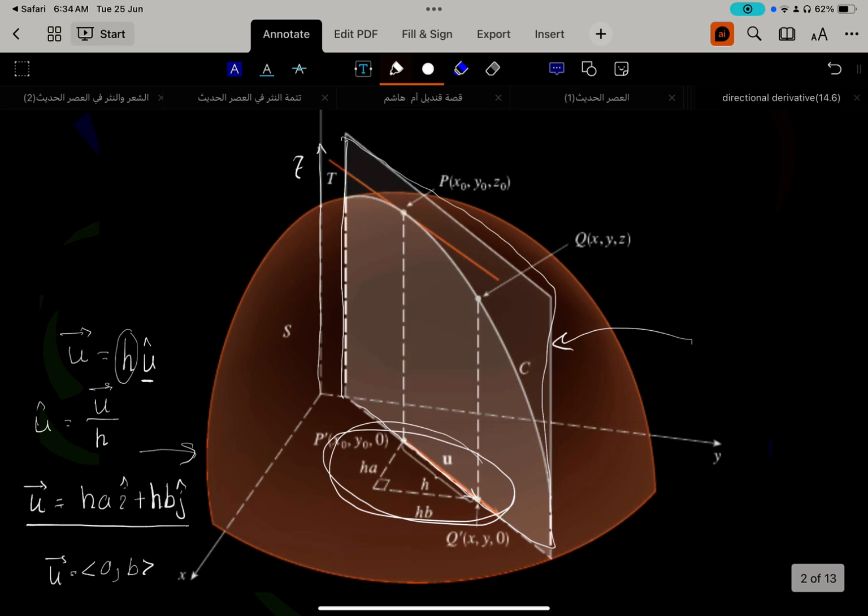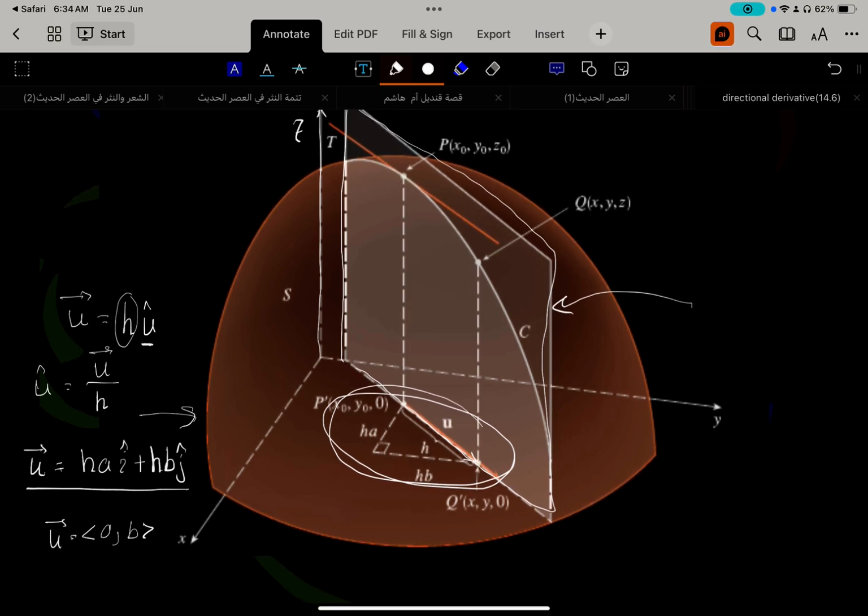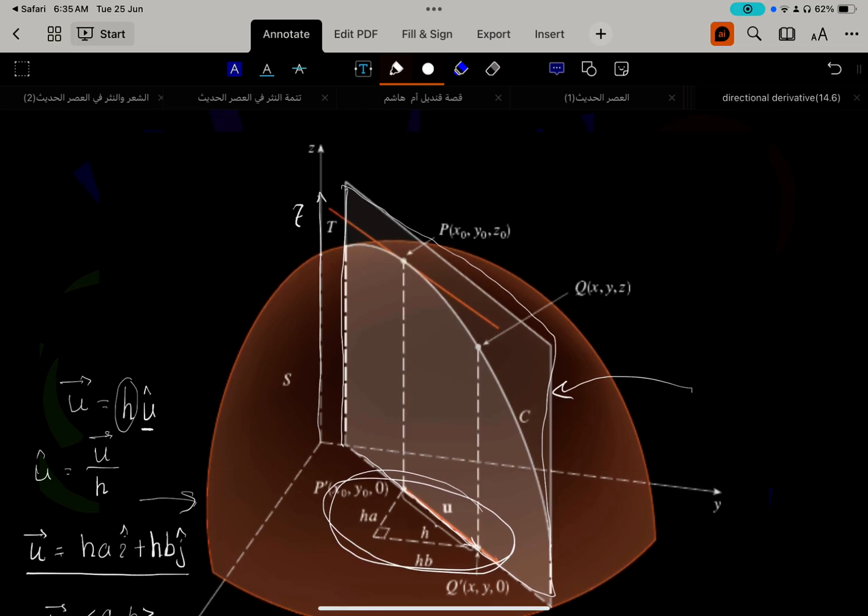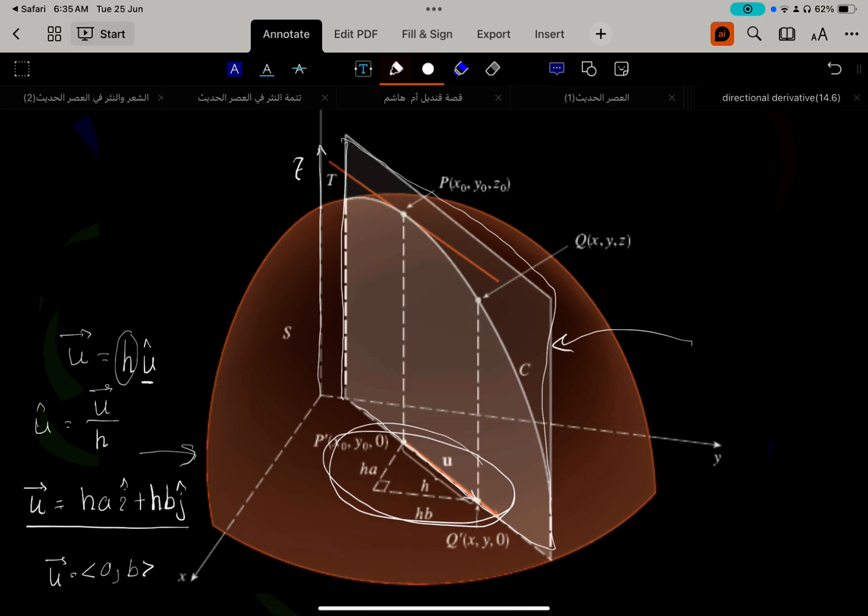This is the diagram, and basically this is what we are getting. The directional derivative is the intersection between the cutting plane, which is perpendicular to both the y and x axes and includes the unit vector. The plane is going to be in the direction of the unit vector, cutting the surface, and we're going to have the directional derivative. Let me erase everything.